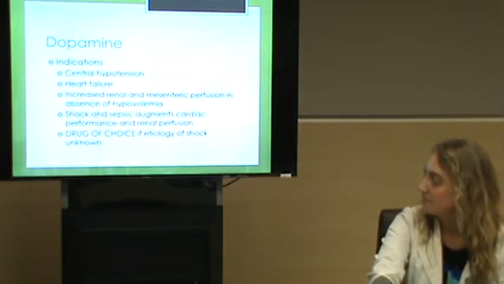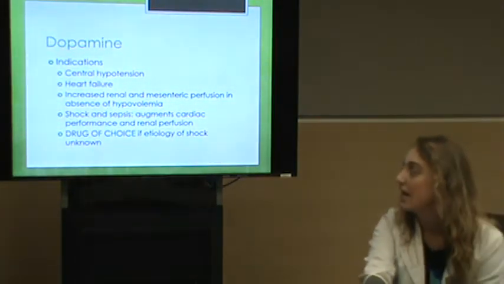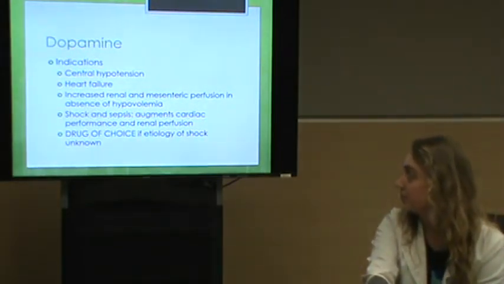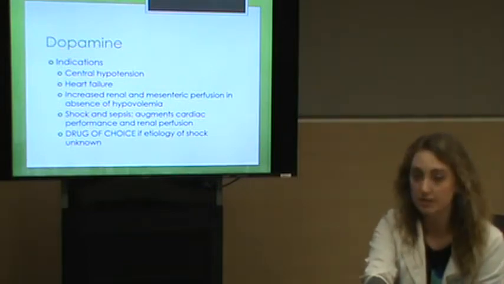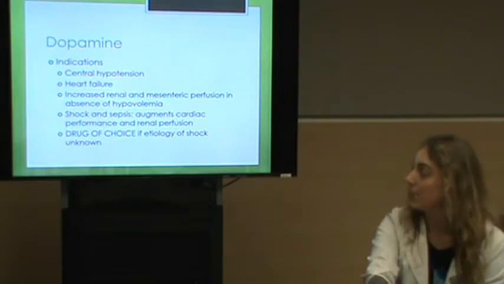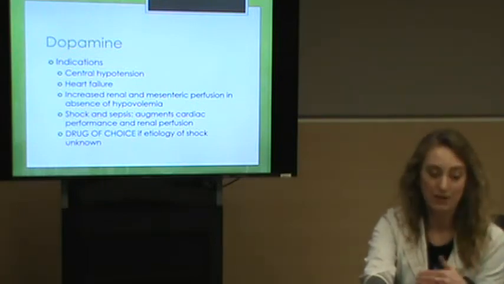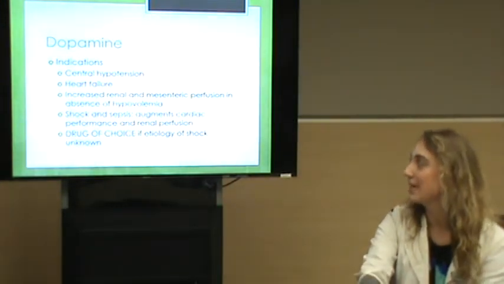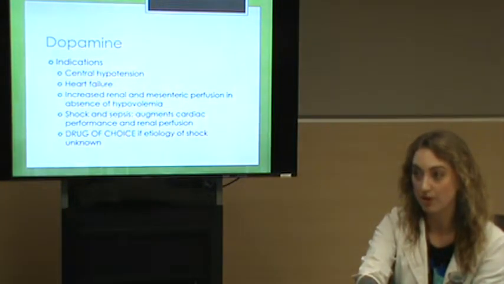So for indications, because it can act in so many different ways, it has several indications that it's used for. It can be used for central hypotension, heart failure, decreased renal and mesenteric perfusion, and that's only when there is not concurrent hypovolemia. So again, always correct the low volume first. And in order to have that action against the renal arteries, you need to be using the lowest dose possible. So on one of the future slides, I lay out exactly what dosing parameters you'd want to use. The other thing to know is that dopamine is used as your drug of choice if you don't know the cause of shock.